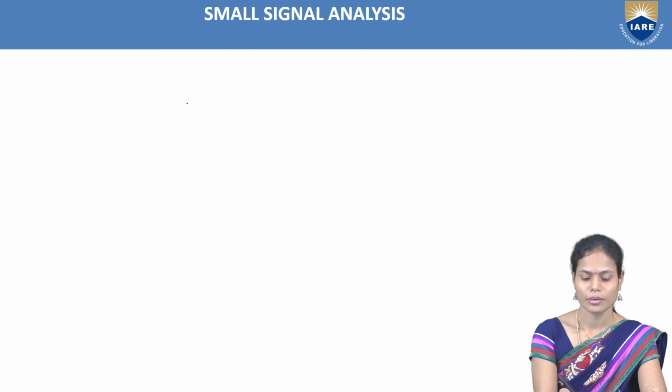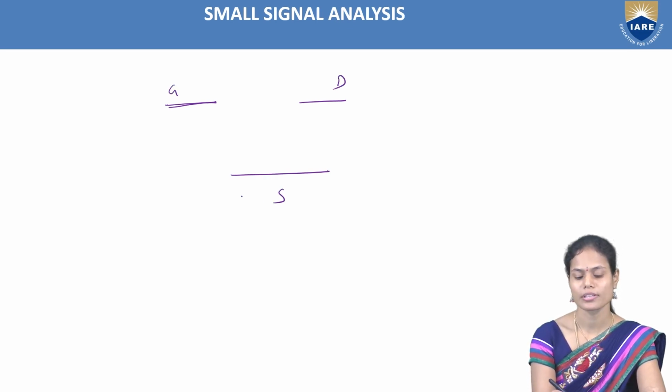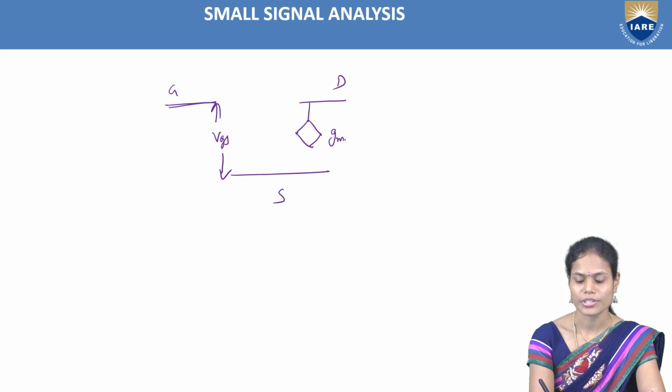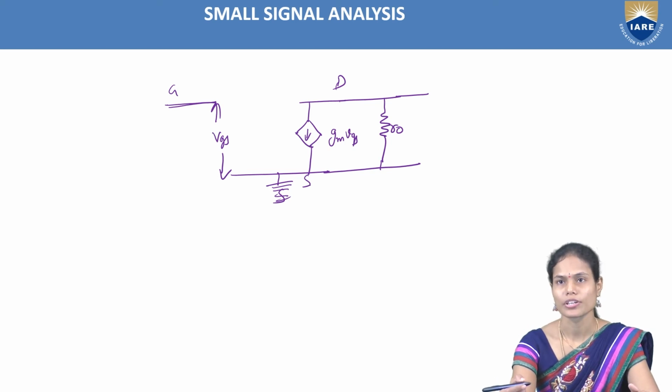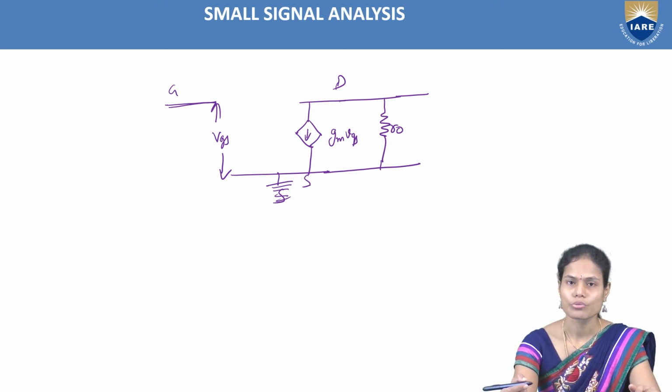So with this particular consideration, we can draw the small signal model as, this is gate, drain and source terminals. Between gate and source we are applying the VGS voltage, and here we will get the transconductance GM VGS, and along with this you will get the R naught resistance here across the drain. So this is the small signal equivalent circuit if you vary the drain to source voltage.